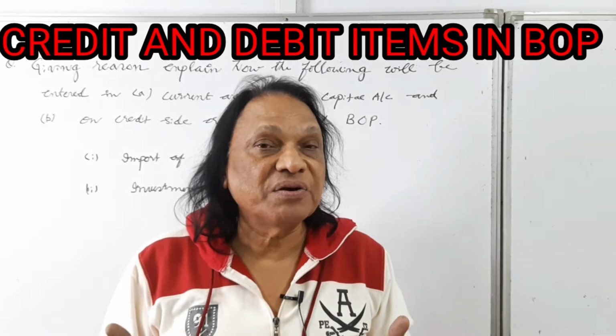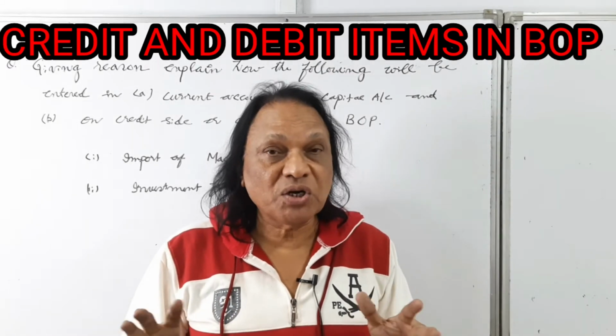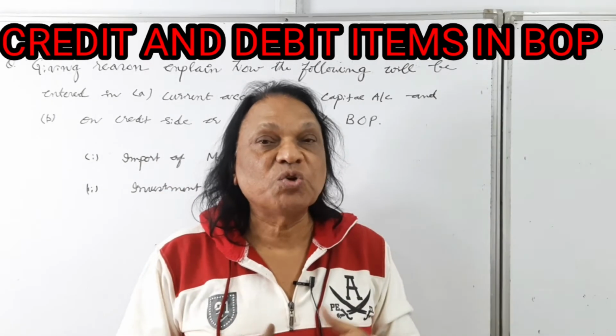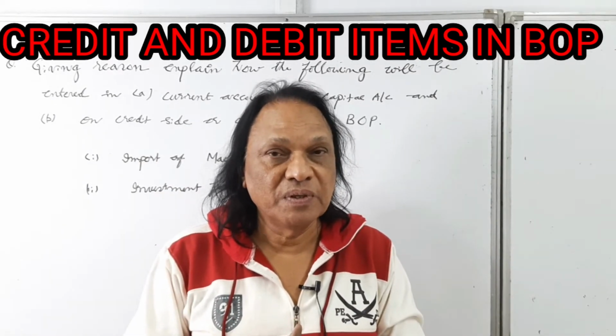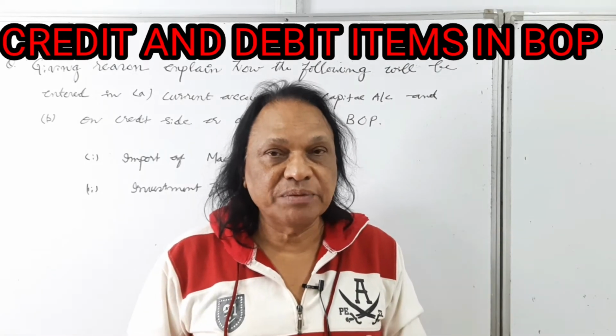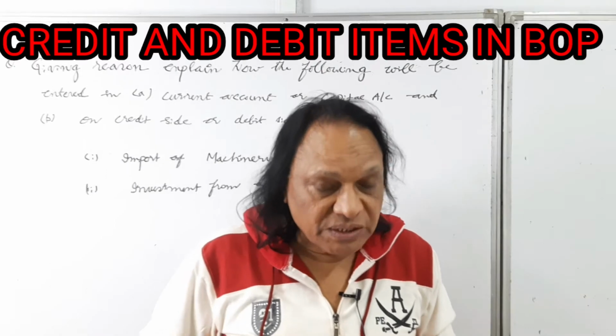We're not discussing here whether it's good or bad. No, we're not talking about that. Credit is inflow, debit is outflow. It's going from our account, balance of payments. Okay, now we have an idea: current account, capital account, credit and debit items in the balance of payments. Let's see what they have given you.